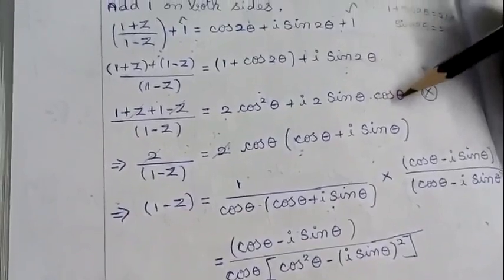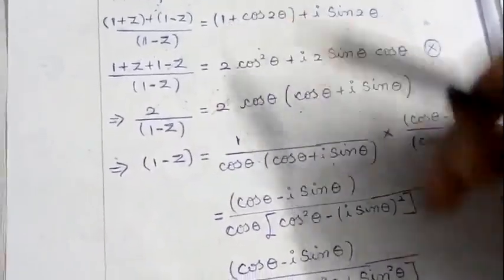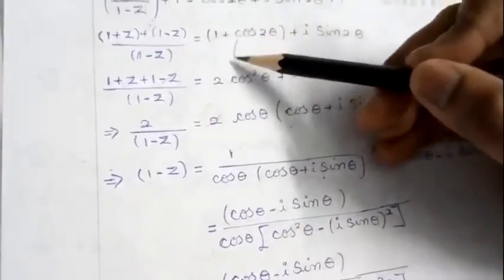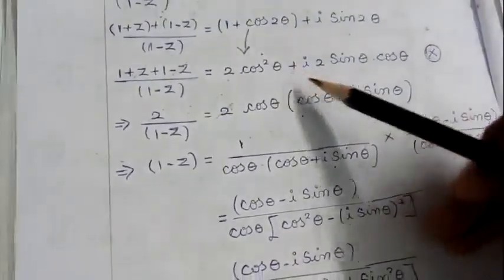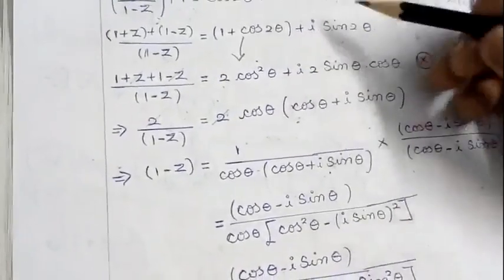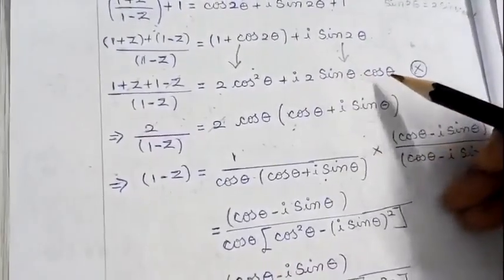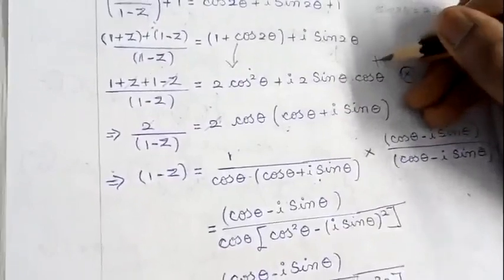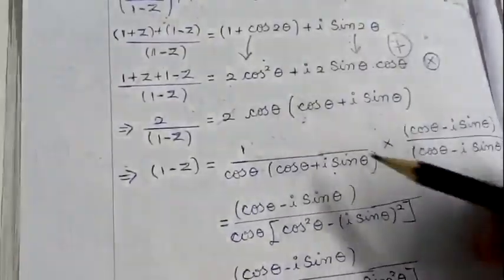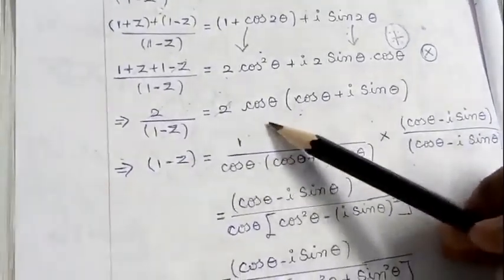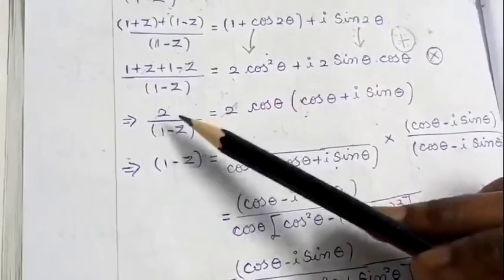Next step, simplify the term 1 plus cos 2 theta. The formula for 1 plus cos 2 theta is nothing but 2 cos square theta, and sin 2 theta can be written as 2 sin theta cos theta. This step is very important because we are using the trigonometric formula. After simplifying, just see this step. I am taking 2 cos theta outside, and you can cancel 2 on both sides.